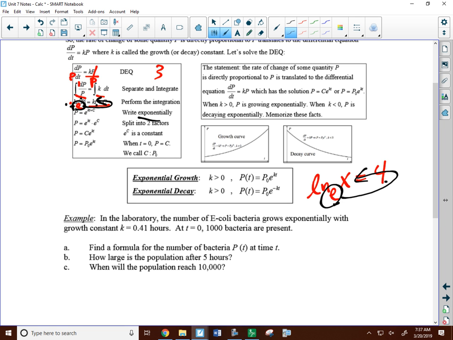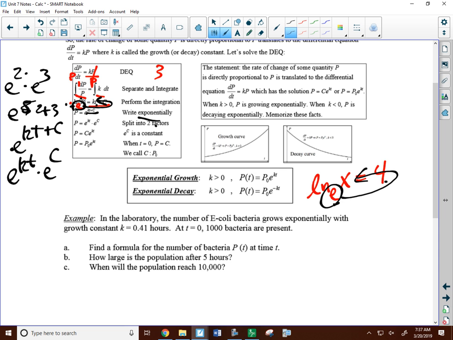The next step is just like e squared times e cubed would be e to the 5th, or x squared times x cubed is x to the 5th. You're adding the exponents. Since these are added, I could write this as 2 plus 3. They're going to break it up into 2 exponentials, splitting into 2 factors. So e to the kt plus c, since those are added, they can write them as separate exponentials like that.